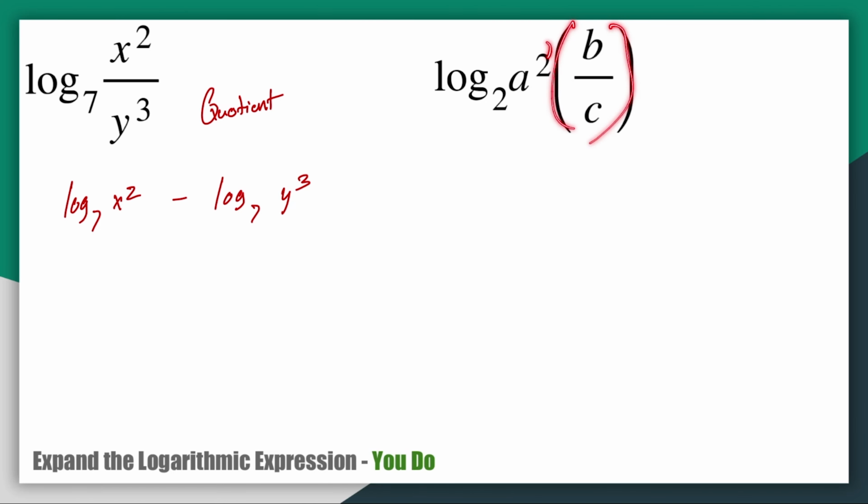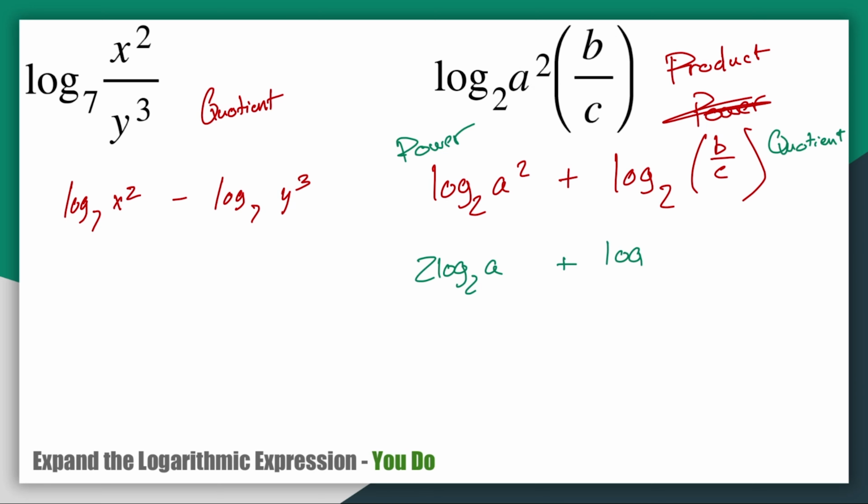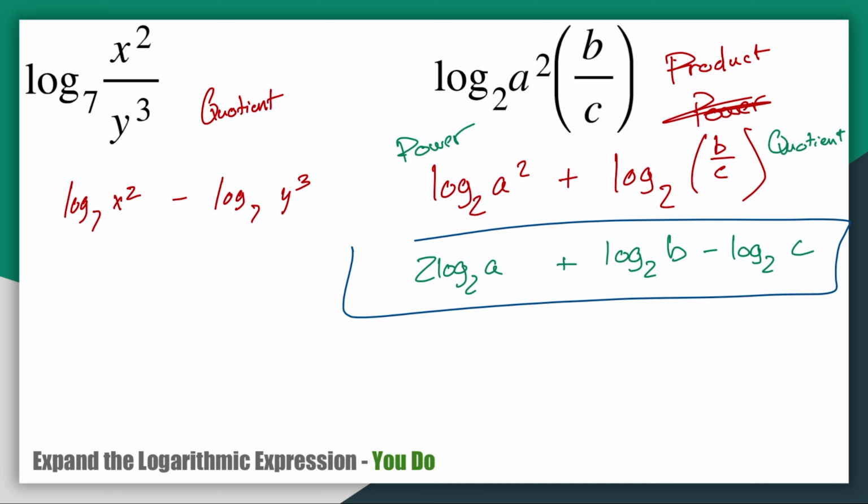I'm going to separate this into log 2 of a squared plus log 2 of b divided by c. And now over here, I can do the power, and over here, I can do the quotient. And so this becomes 2 log 2 of a plus log 2 of b minus log 2 of c, like that. Sometimes the order can be a little bit tough, but I would focus on splitting and then dealing with each one separately.